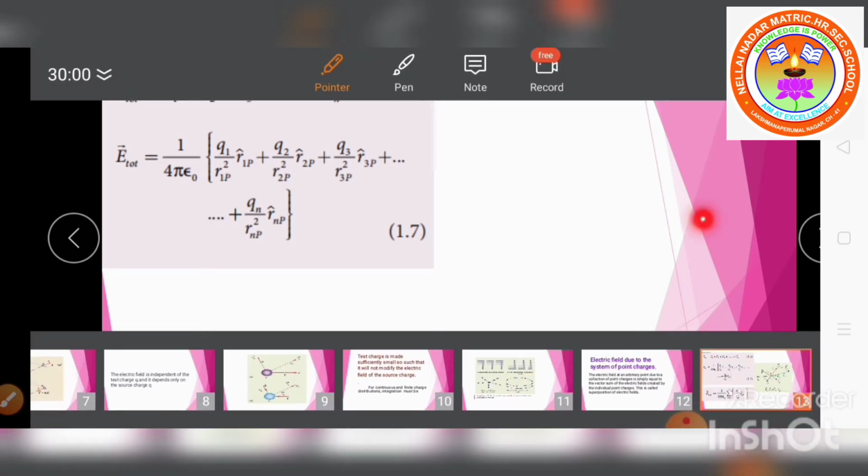Okay, children. So here R1P, R2P, R3P, etc., RnP are distances. Q1, Q2, Q3, etc., Qn are called charges. And also, listen, R1P cap, R2P cap, R3P cap, etc., RnP cap are the corresponding unit vectors directed from Q1, Q2, Q3, etc.